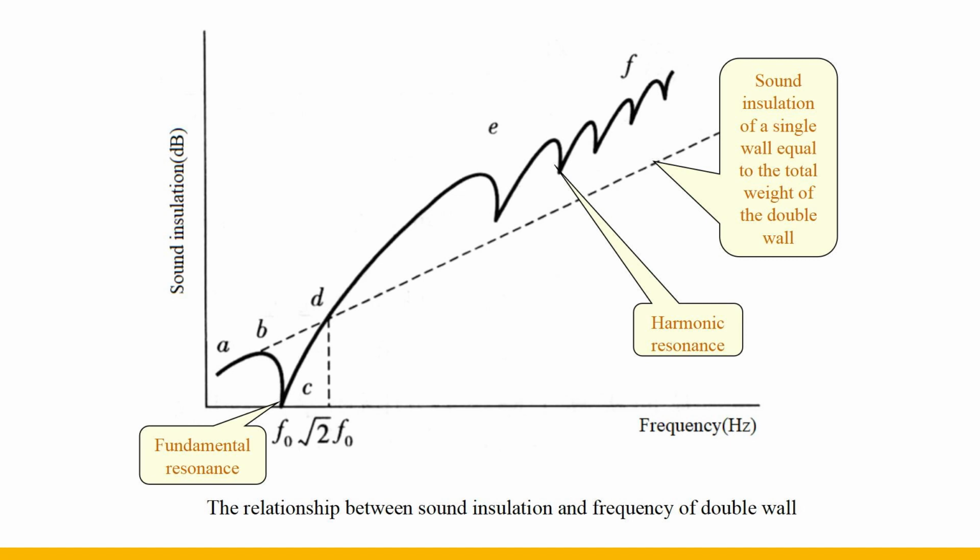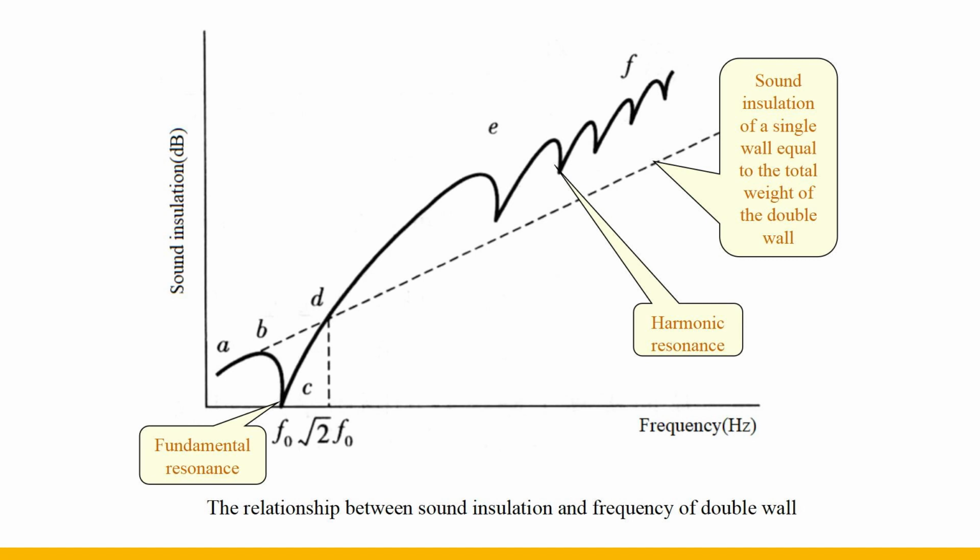The solid line in segment BC is below the dotted line, with the first drop in sound insulation. The double layer wall resonates at the fundamental frequency, and the sound insulation is lower than that of a single layer wall of the same weight.